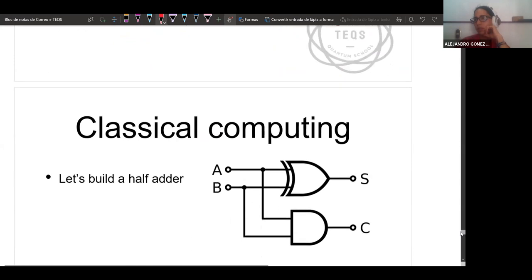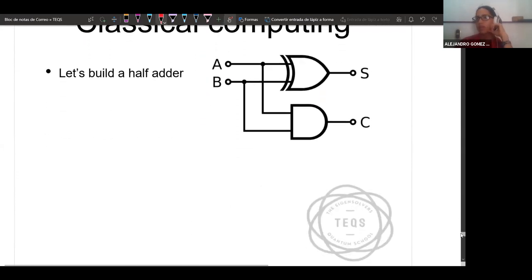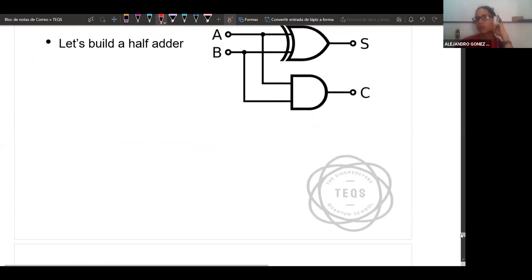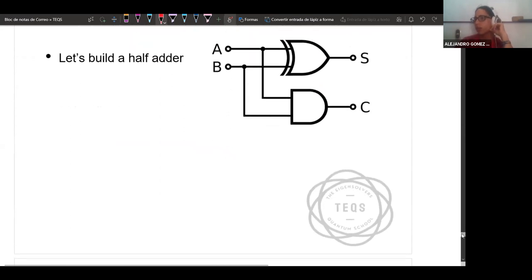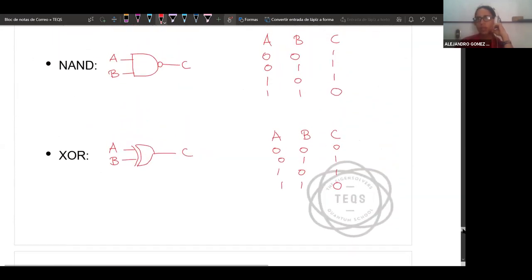So we can build some circuits out of gates. One of them is the half adder. First, I'm going to give some interpretation for the XOR gate and the AND.